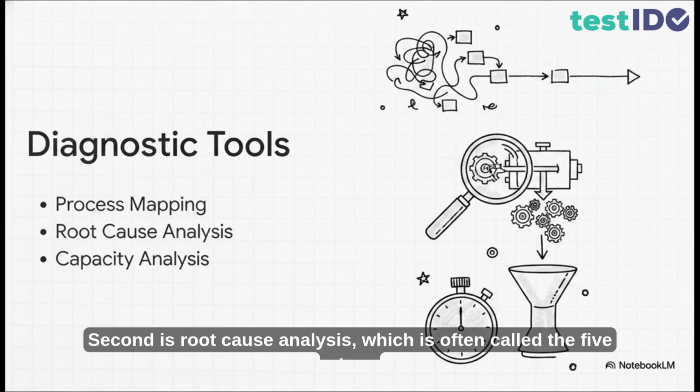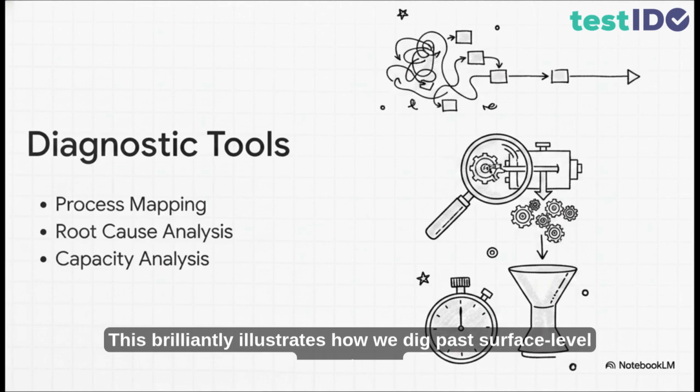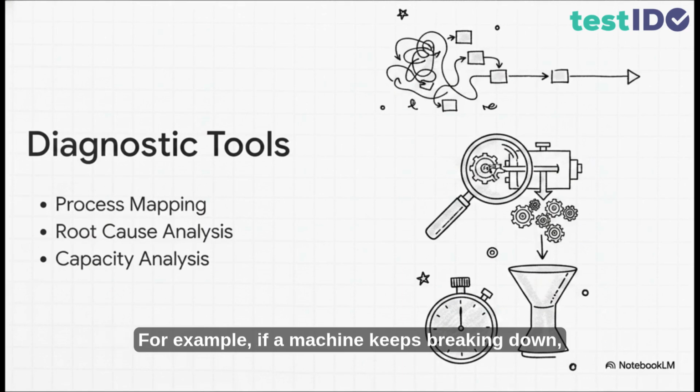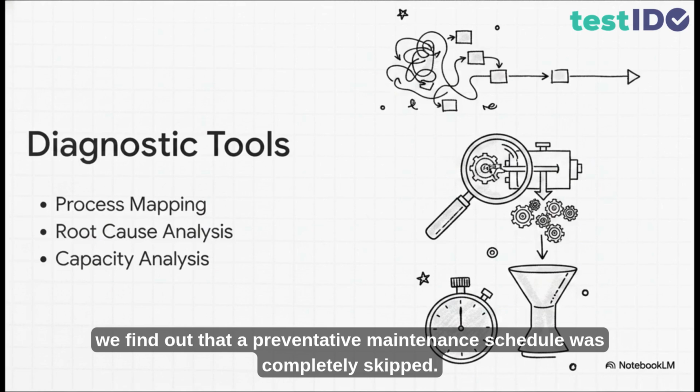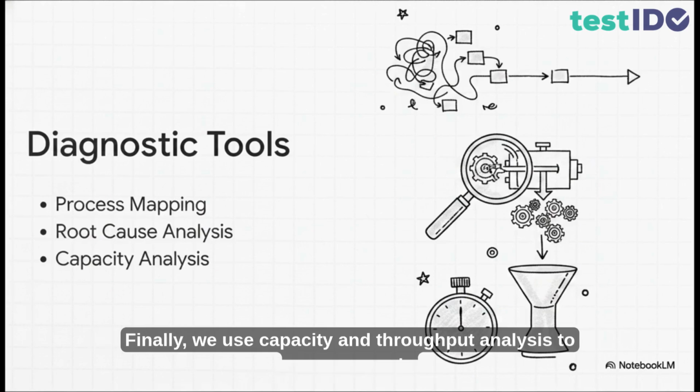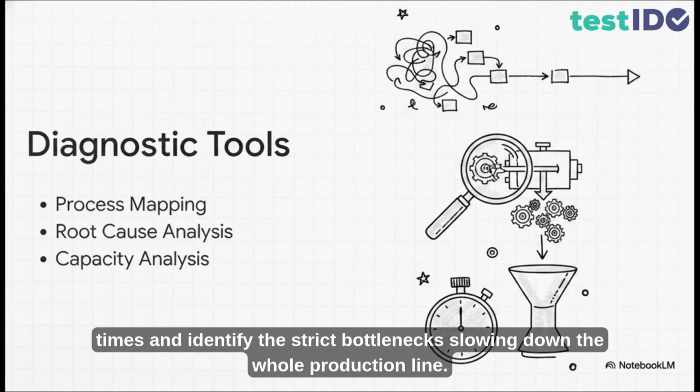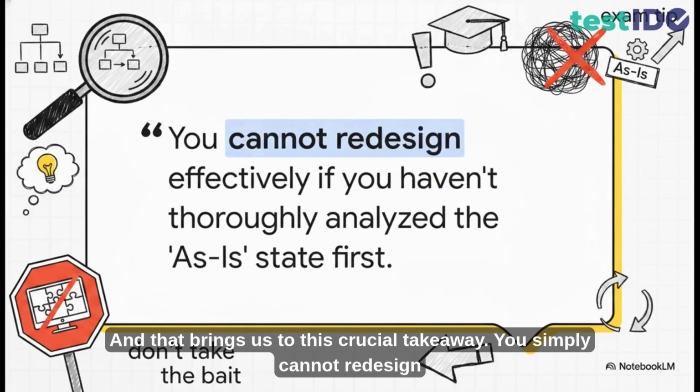Second is root cause analysis, which is often called the 5 whys. This brilliantly illustrates how we dig past surface-level symptoms. For example, if a machine keeps breaking down, we don't just fix the machine, right? We ask why over and over until we find out that a preventative maintenance schedule was completely skipped. Finally, we use capacity and throughput analysis to measure cycle times and identify the strict bottlenecks slowing down the whole production line.